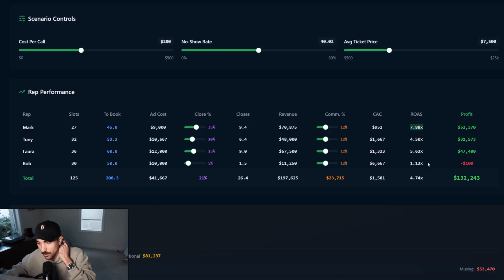So that's Mark's numbers. Whereas if I go down here to poor Bob, he took more calls. We actually spent more to book Bob's calendar because he had 30 calls on the week. But since he closed at 5%, he's only closing maybe 2 deals, and his return is 1.13. So I'm actually losing $100 on Bob.